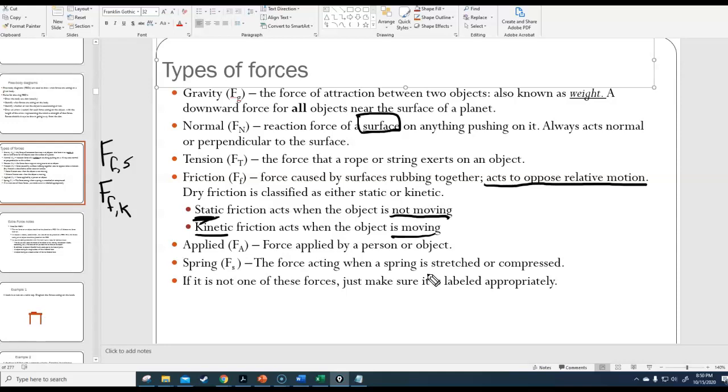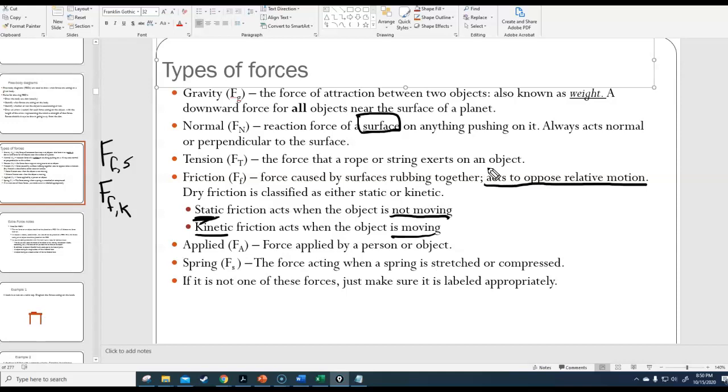And then applied force is just a generic term for when a person or an object is directly applying a force. So in the example I gave before, if I'm pushing on a box, I'm probably calling that force my applied force. And then spring force, F_s, that's when you have a spring or rubber band, and there's a force acting because of that. And if it's not one of those forces, just give it an appropriate label.